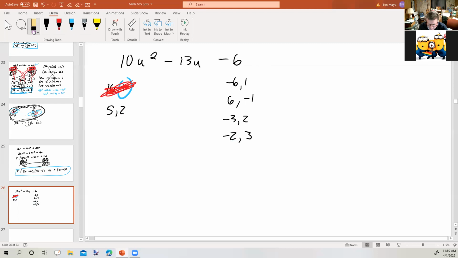And again, it would be much easier if you could see what I'm doing. I wouldn't need to use all these circles, because if I point to something, you don't know that I pointed to it. All right, 5 times negative 6 is going to be negative 30. 2 times 1 is 2, negative 30 plus 2 is negative 28.